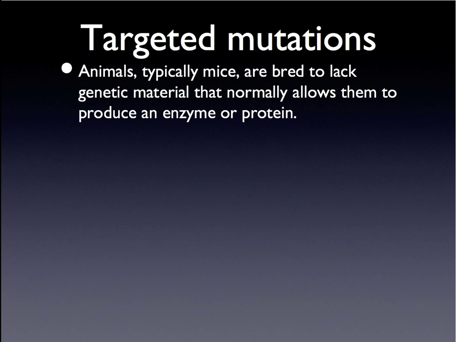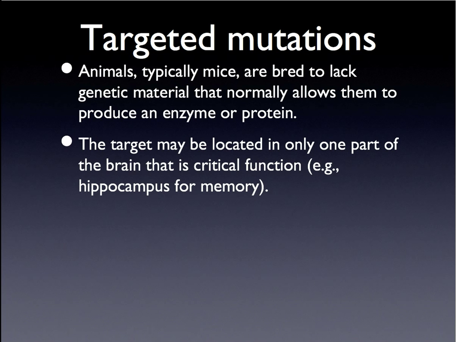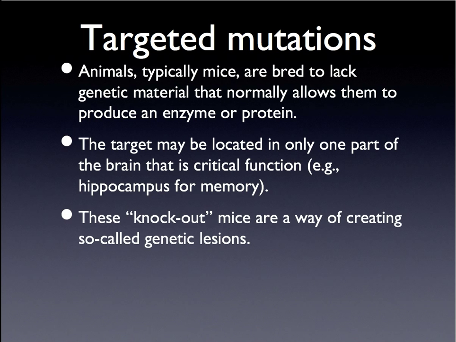And a lot of science is really heading in this direction, in biological science particularly. What we want to see is what genes are responsible for diseases that cause changes in behavior. So the target may be located at one part of the brain that's critical for function, like the hippocampus for memory, or it could be a global thing that affects all areas of the brain, something that might affect the production of a neurotransmitter, for example. So we call these knockout mice because they have genes knocked out of their sequences. And you might consider this some kind of genetic lesion.